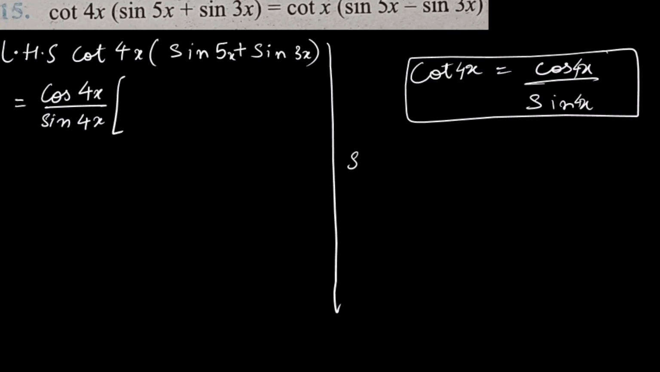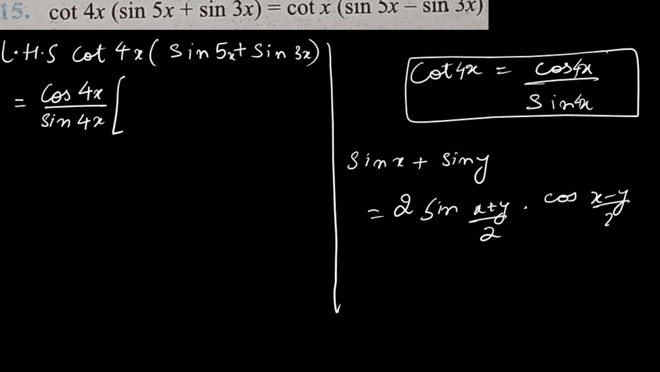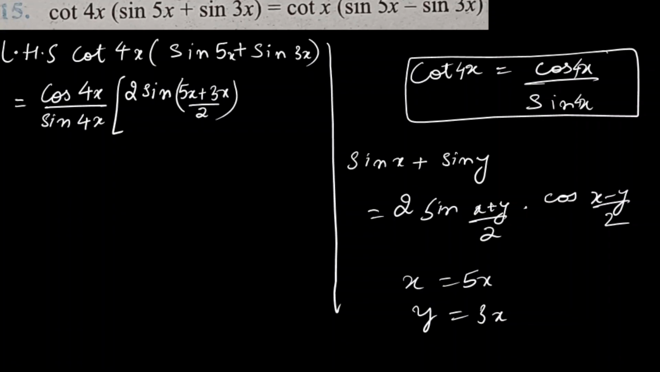Now we have this formula: sine x plus sine y is equal to 2 sine of (x plus y) by 2 into cos of (x minus y) by 2. We used this in the previous question also. Here x is equal to 5x and y is equal to 3x, so accordingly we will use the formula: 2 sine of (5x plus 3x) by 2 into cos of (5x minus 3x) by 2.